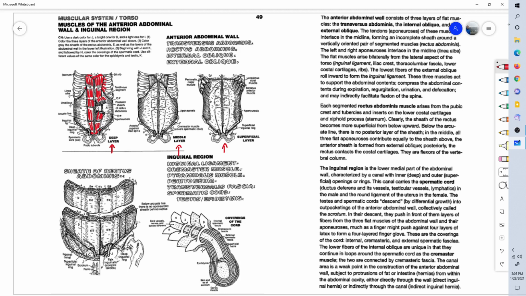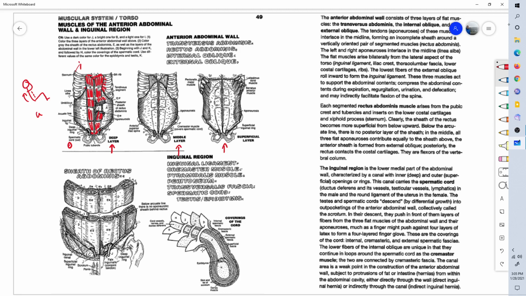The job of this, the action, we have origin, insertion, and action. The action is to flex the spine as if you're doing a sit-up. So the action is to bring the spine flexed as you do a sit-up. Your rectus abdominis right here flexes the spine. And you can see how they're uniquely positioned to do that.